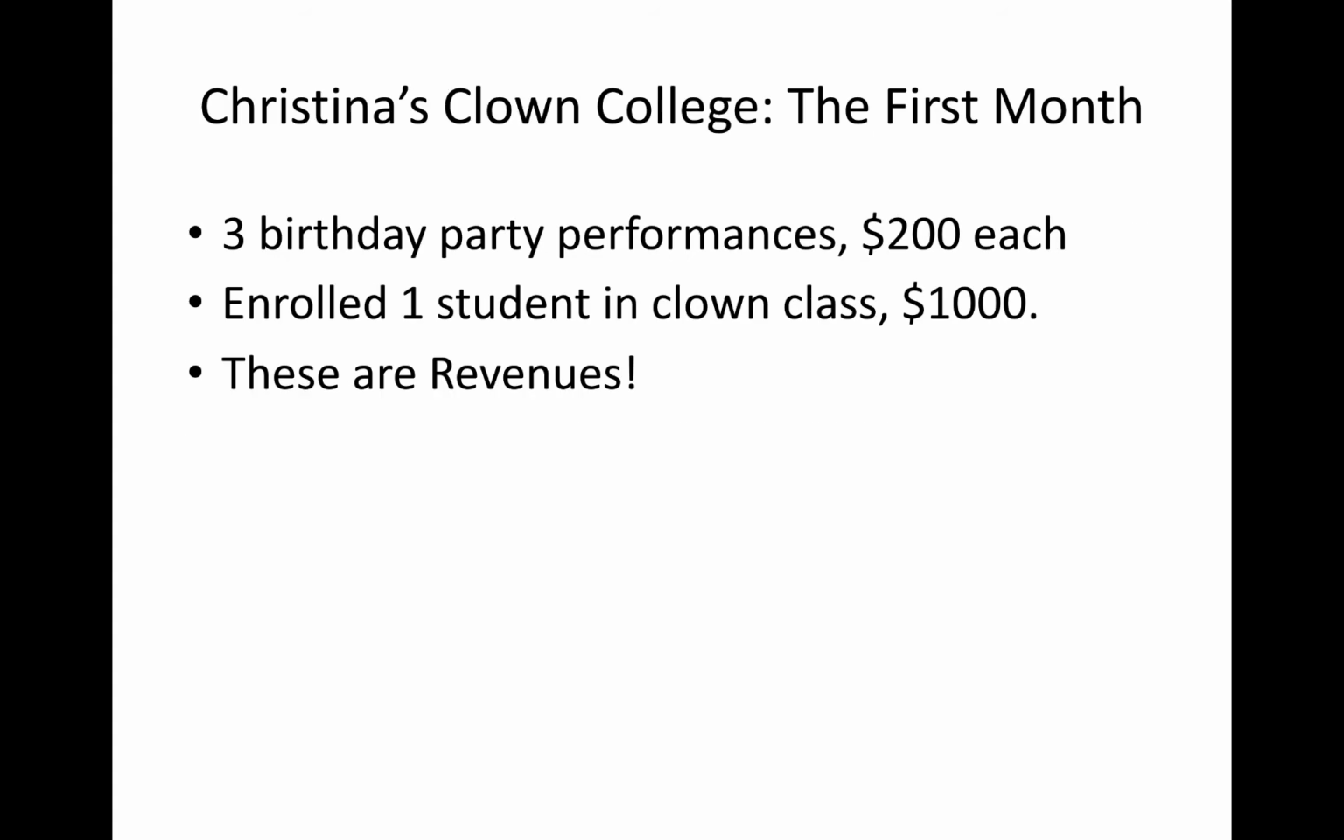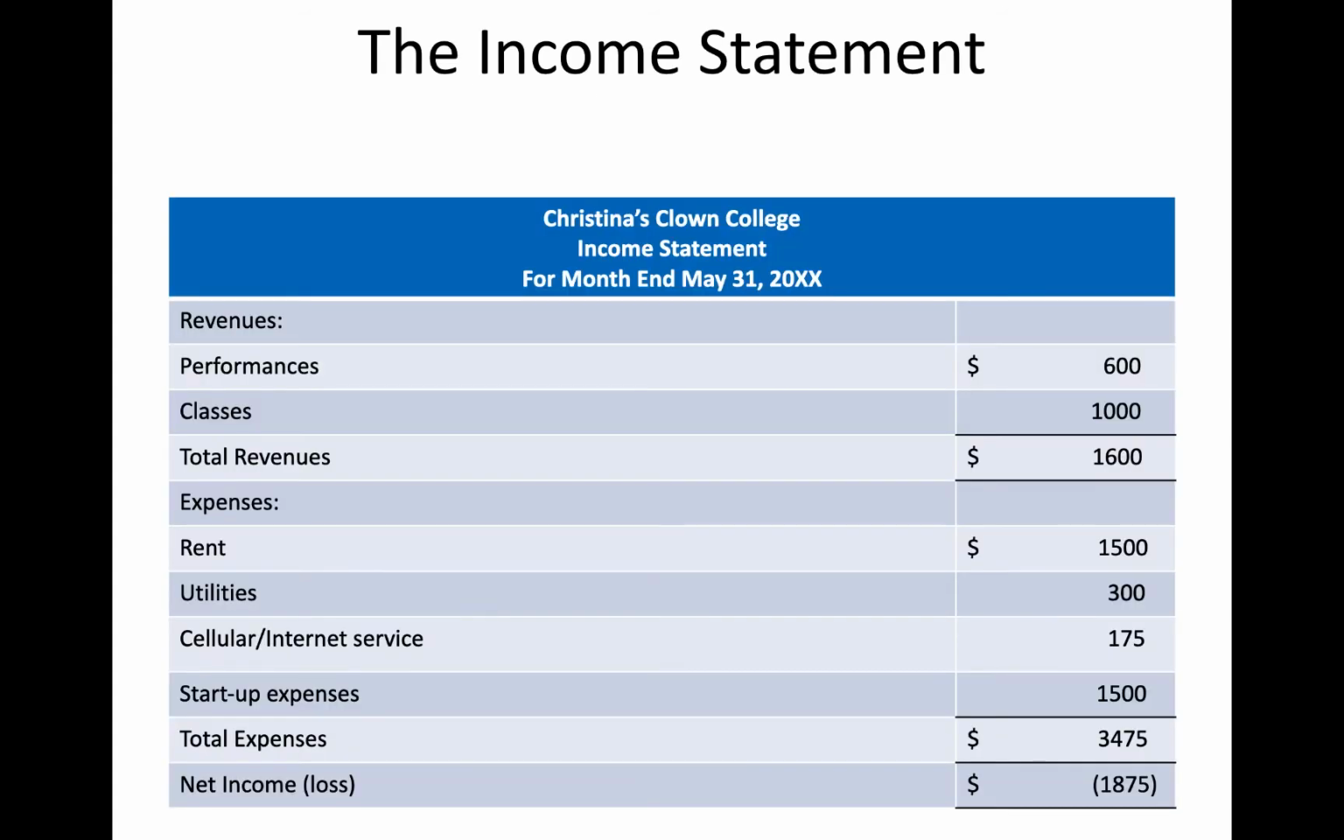So looking at Christina's Clown College, in our first month we did 3 birthday party performances at $200 each. We enrolled 1 student in our clown class for $1,000 in tuition, and these are our revenues for our first month. So looking at our income statement, just as a couple of formalities here, the title is always the name of the business, the type of the statement, and then the period that we are accounting for. So this is a month end, which means that we're accounting over a specific period.